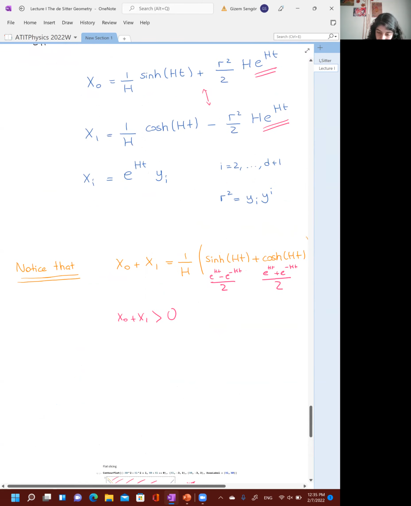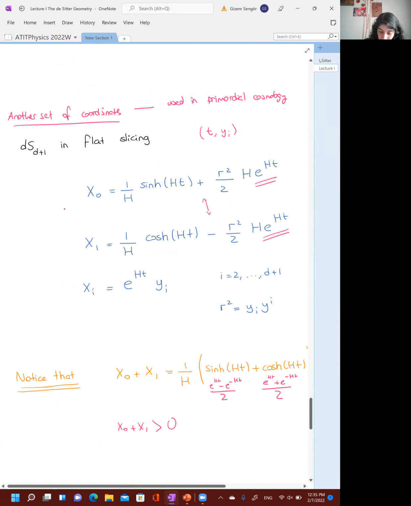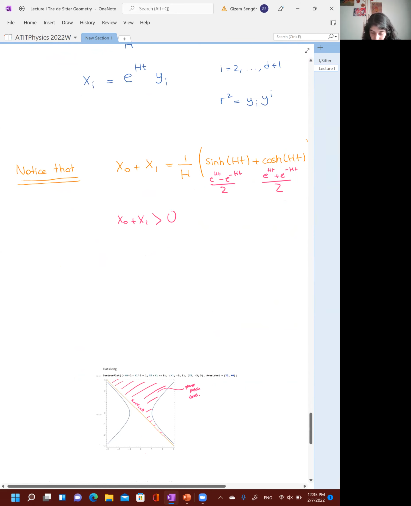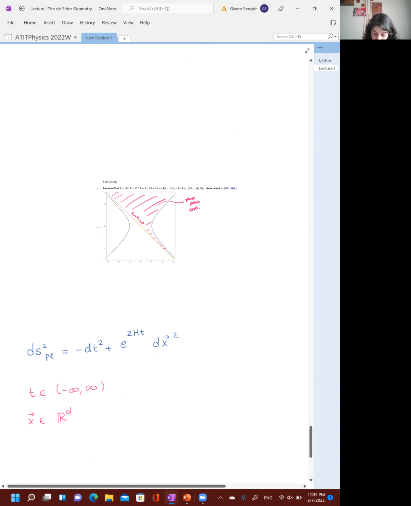Again, I have given you these expressions, so you can differentiate them and compute the metric with these coordinates. And this is the metric you arrive at. Here, time runs from minus infinity to infinity again. So this is different.